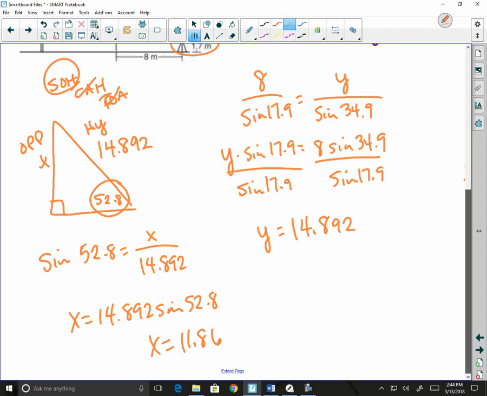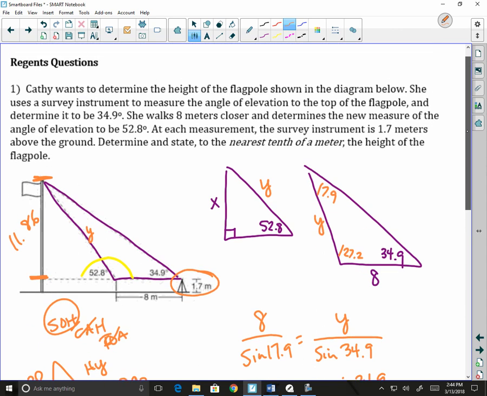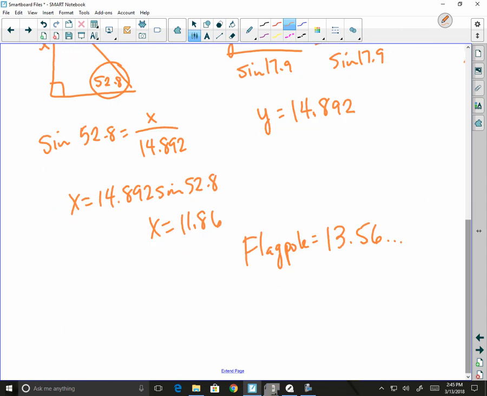So the flagpole is equal to 13.56... and it does say round to the nearest tenth, so 15.6 would be the best answer here.